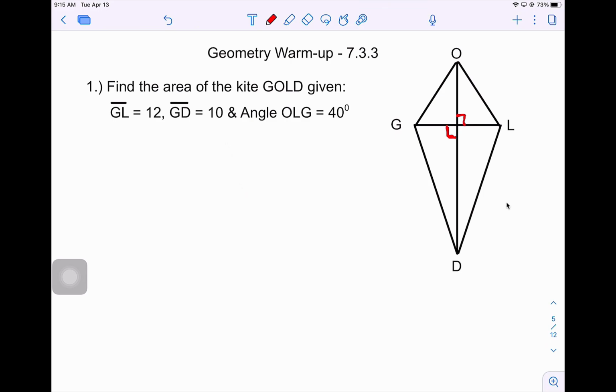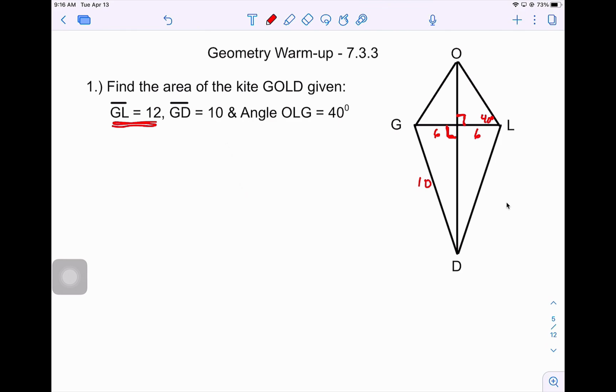The other main property of a kite is that the longer diagonal cuts the kite in half. So when I tell you that GL is 12, what that really means is that each part is 6. Not that you have to do it that way, but it'll help with some stuff that's coming up. Then I also told you that segment GD is 10, and that this angle right here is 40 degrees.